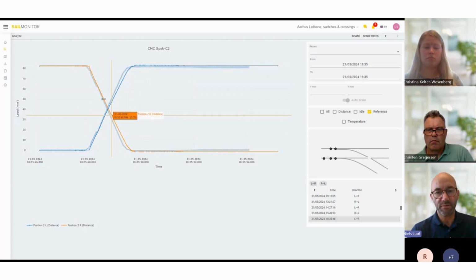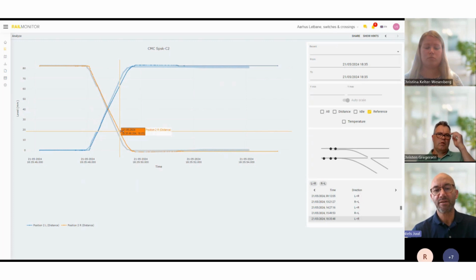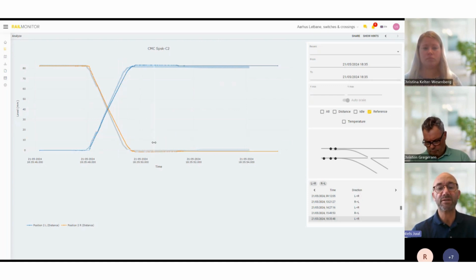We have many situations where this movement is not a straight line. It's very buckling due to bad lubrication, depending on which part of the movement we see this buckling in. It is also due to rollers that are not aligned, or if there is any snow or something like this in the situation.